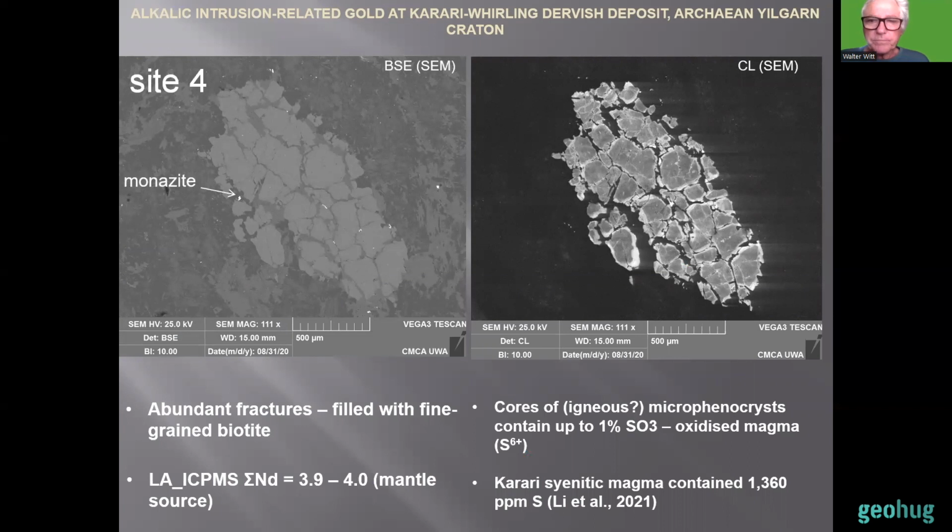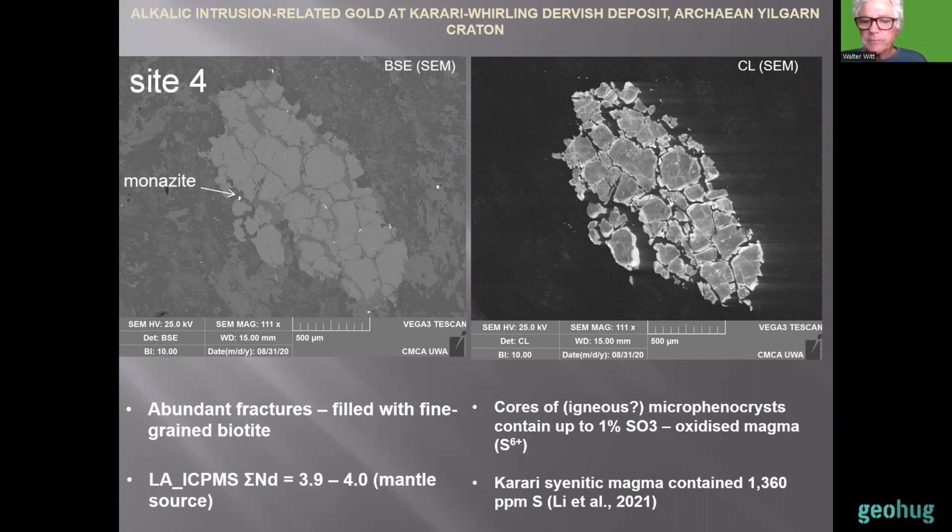Moving next to the apatite. Apatite is abundant and quite coarse-grained in most of these intrusions. It's quite strongly fractured, and those fractures are infilled with hydrothermal biotite. The cathodoluminescence image on the right shows that this interaction with the potassic fluid has modified the margins of the apatite grains. Nevertheless, the cores, which are regarded as magmatic, have an epsilon neodymium value of 3.9 to 4, indicating a mantle source for the syenitic magmas.